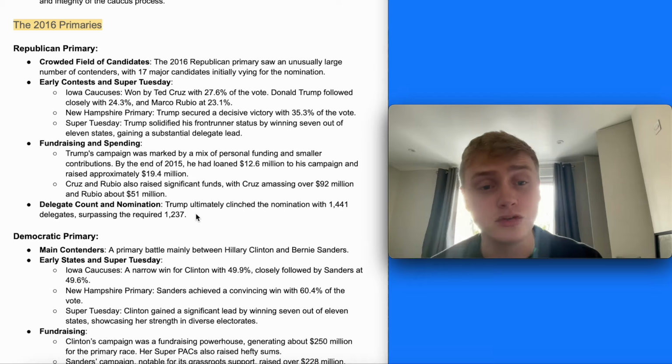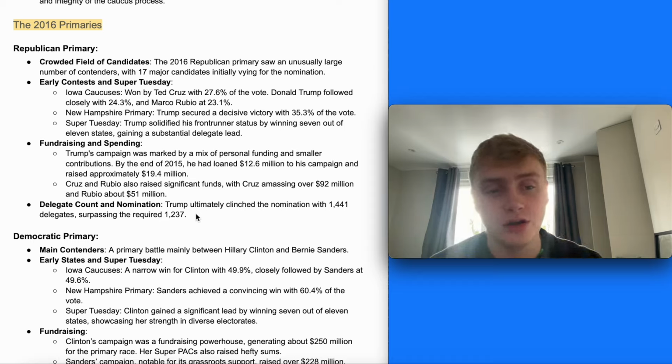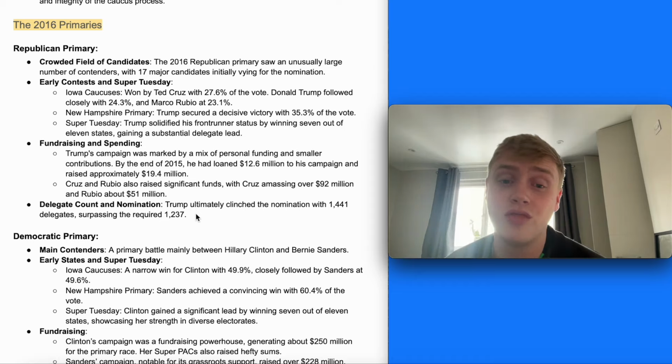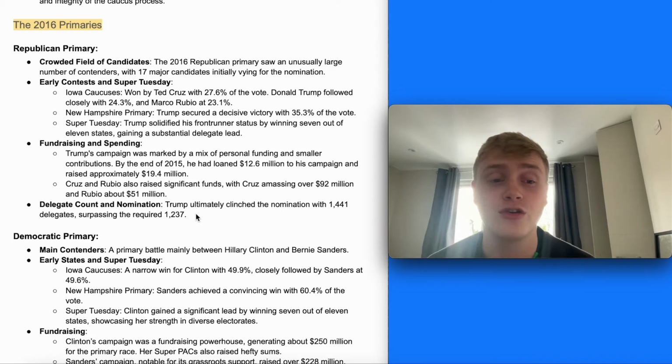So he was eventually able to win, despite being significantly out-fundraised by Cruz, who raised $92 million, and Rubio, $50 million. Trump ultimately clinched the nomination with 1,441 delegates, surpassing the required 1,237.